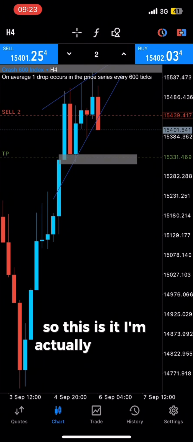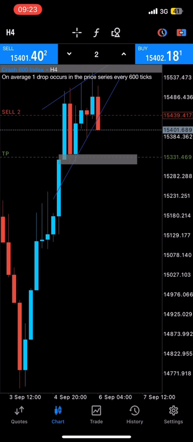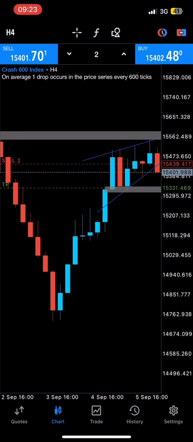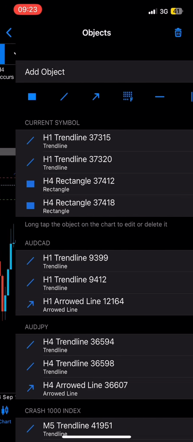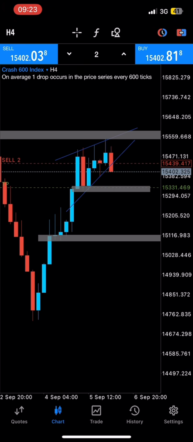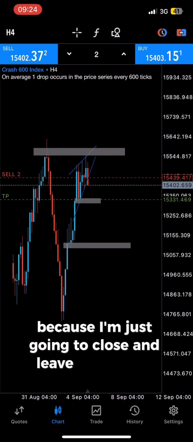So this is it. I'm actually going to close and just leave the market. So the next area of confluence is where I have put that shadow zone, but it doesn't matter because I'm just going to close and leave the market.